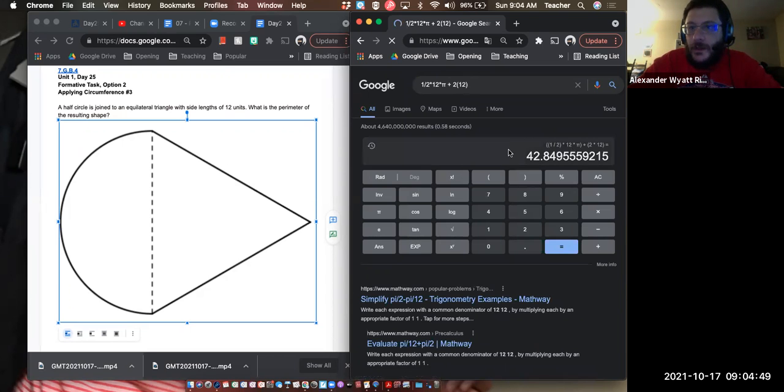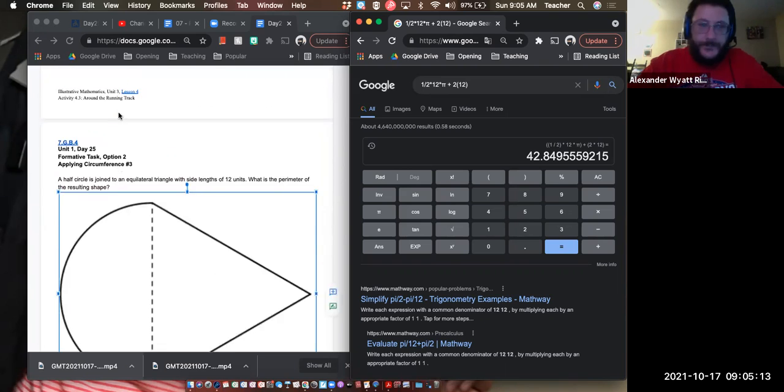See what we got. 24 plus 6 pi. 6 pi is 3 times 6, which is 18, give or take. Plus 24, 24 plus 18 is 42. Boom, you're good. So what's the perimeter of the resulting shape? Well, 43, give or take.